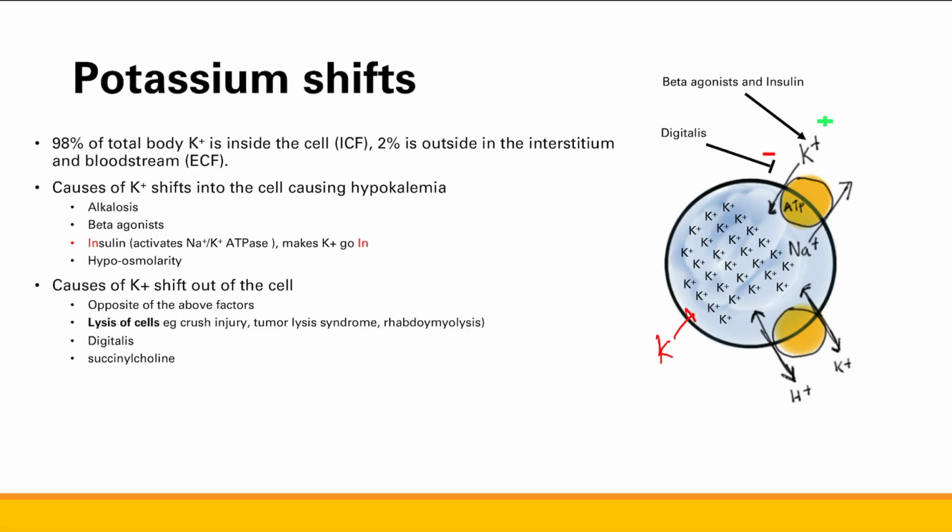Now the opposite, causing potassium to shift out of the cell, the opposite of the above factors all do it. So for example, acidosis, beta blockers, diabetes mellitus type 1, which is insulin deficiency, hyperosmolarity, all of these cause potassium to shift out of the cell, and you get hyperkalemia. The other thing that can cause this is lysis of the cells. Again, if you lyse the cells, you basically break them open, and all that potassium can come out.